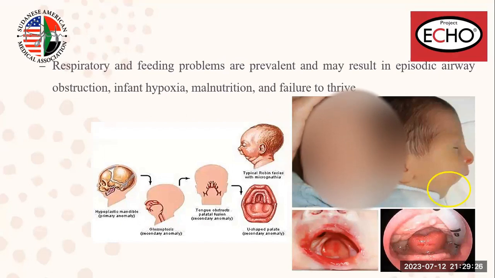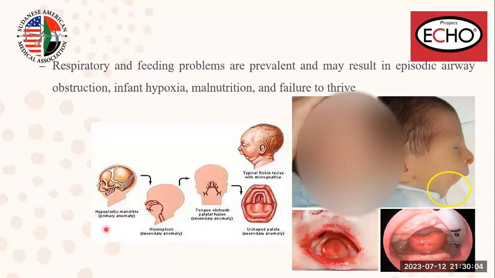This is a child with this syndrome, as you can see. A profile picture will show you that the mandible is very, very tiny. It seems like it's absent altogether because it's sitting to the back. If you look at the frontal view, there is no chin button. It seems like the chin is connected to the neck immediately. And once you open the oral cavity, you can see that the tongue is retracted backwards. And there is an opening in the palate or a cleft palate.